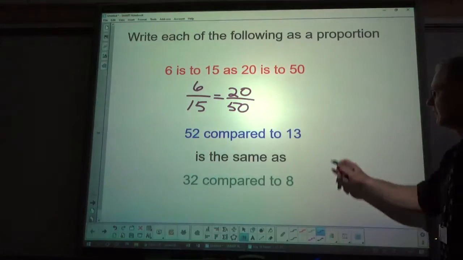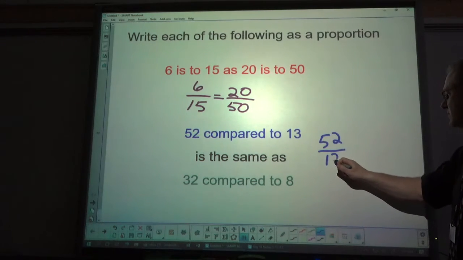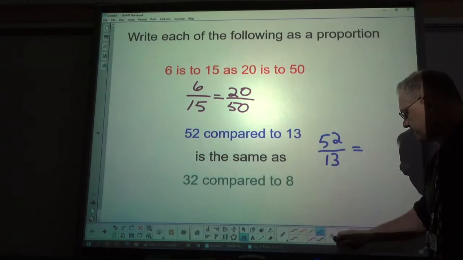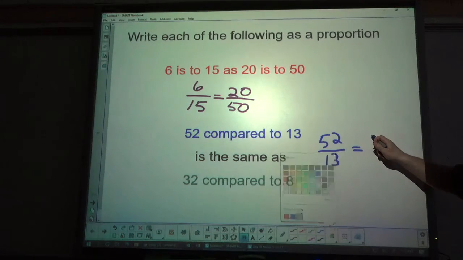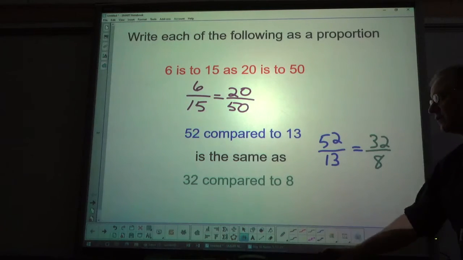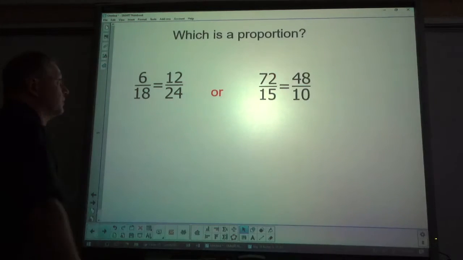All right. 52 is compared to 13 is the same as 32 compared to 8. And there are your proportions. Okay, let's take a look at the next example.